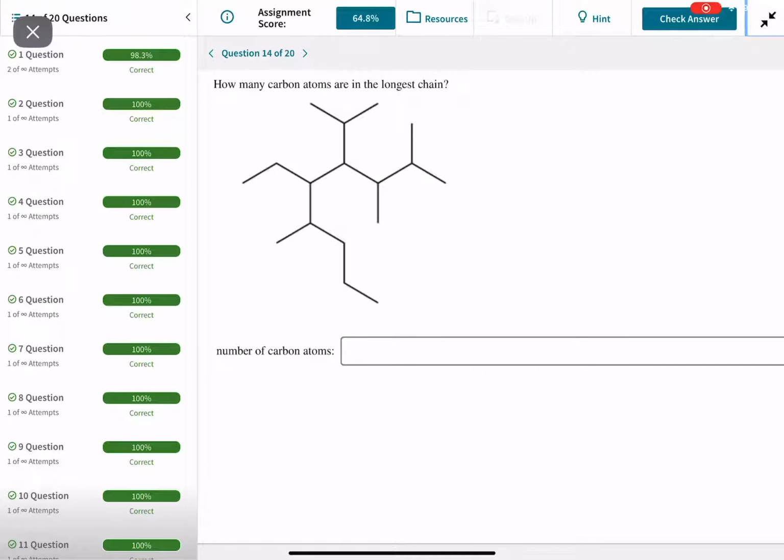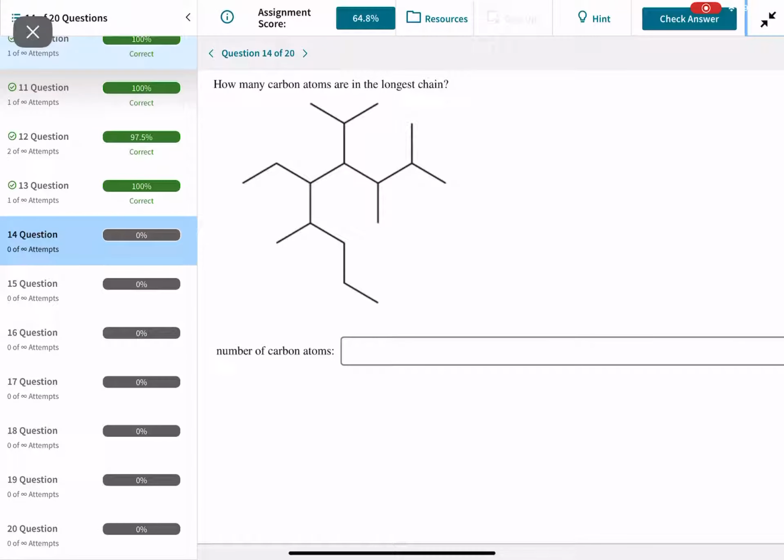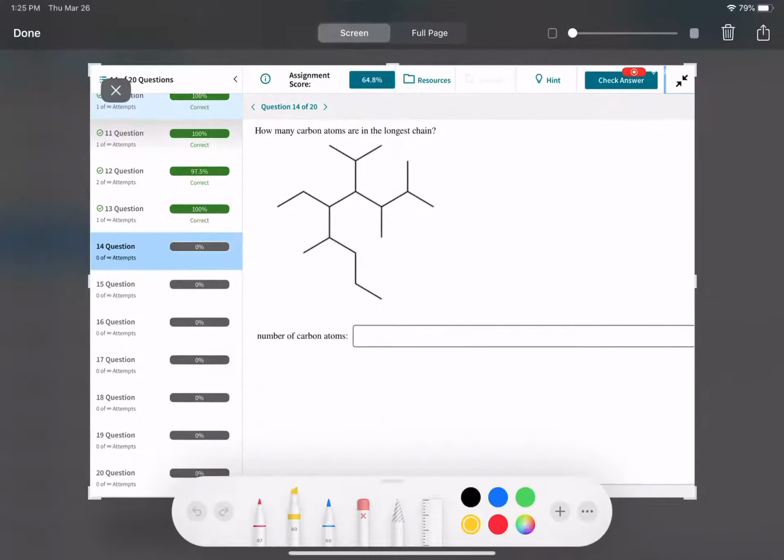So let's take a look at the last chunk of problems that you have on your homework 1 Sapling assignment. I'm starting with question number 14. This one is not asking you to come up with a name of this big, huge molecule, but just figure out how many carbon atoms are in the longest chain in this molecule. And that's kind of intimidating because this is a really bulky molecule. So let's see if I can help make this a little bit easier for you.